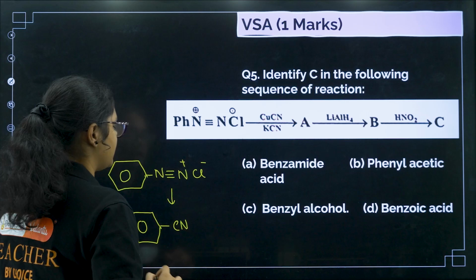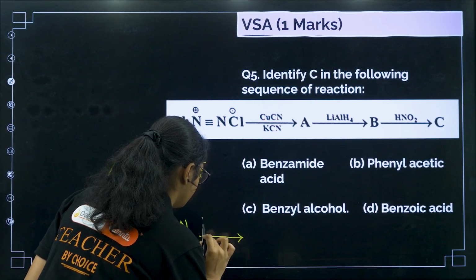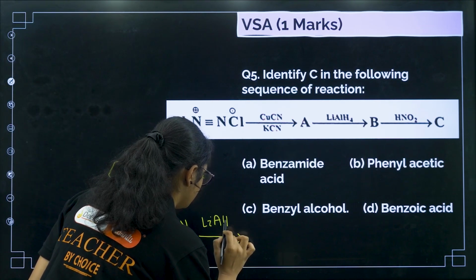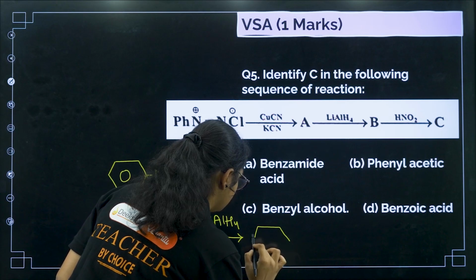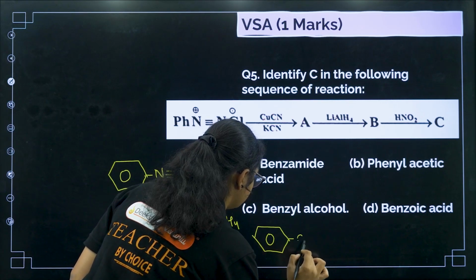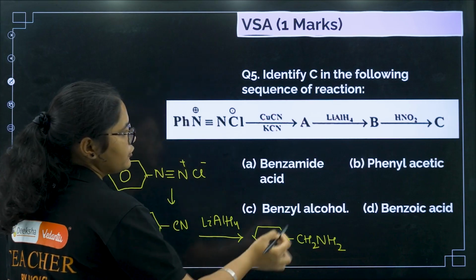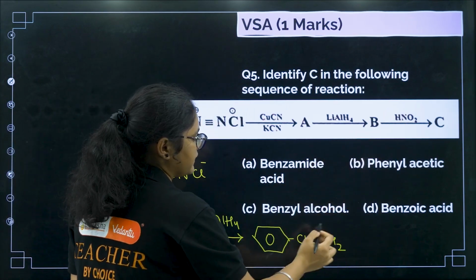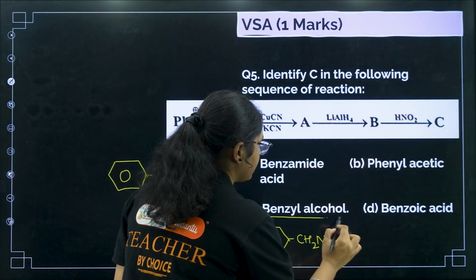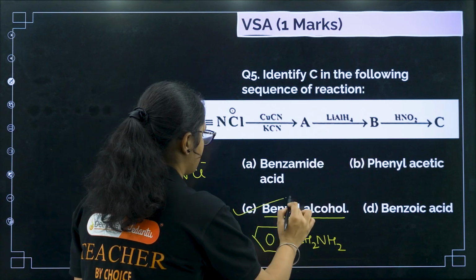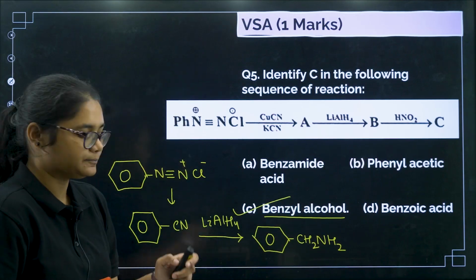Then if you treat it with LiAlH4, then we will get here CH2NH2, okay. And then if you treat it with nitrous acid, this one will get converted to alcohol, so we will get benzyl alcohol, okay. Correct answer is option number C here.